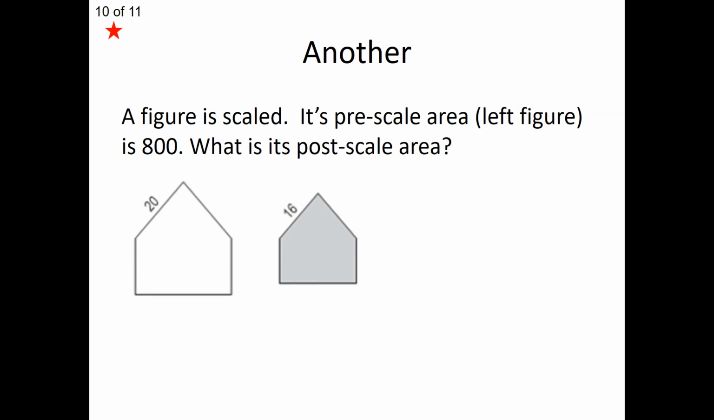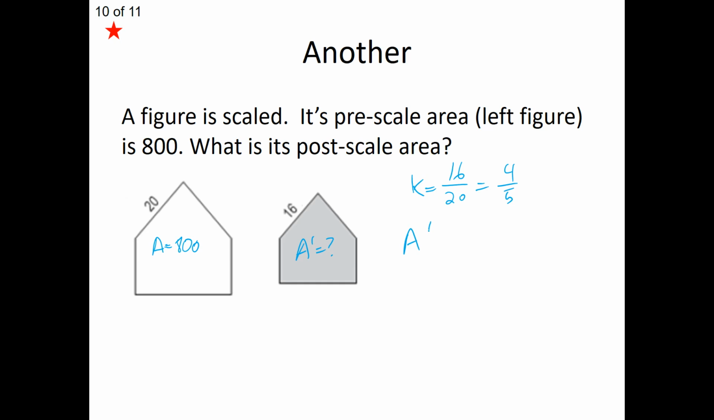Let's take a look at another problem. We find ourselves given a figure that is being scaled. Its pre-scale area, we're already told, is 800. Our goal is to find out again what the post-scale area is. But notice that we weren't directly given the scale factor. We have to recall that to find the scale factor, we simply need to find a ratio of corresponding sides. Since we're going from our first to a second, our scale factor would have to be the second divided by the first. In other words, we're going to have 16 divided by 20. In other words, our scale factor is 4/5.